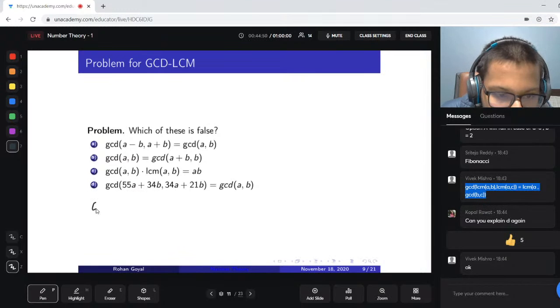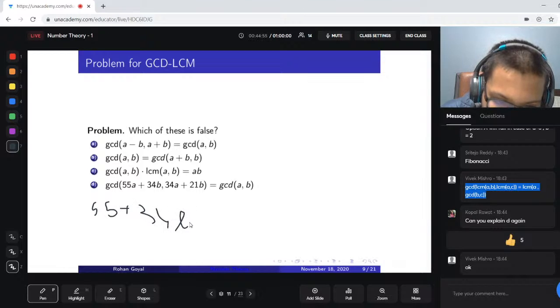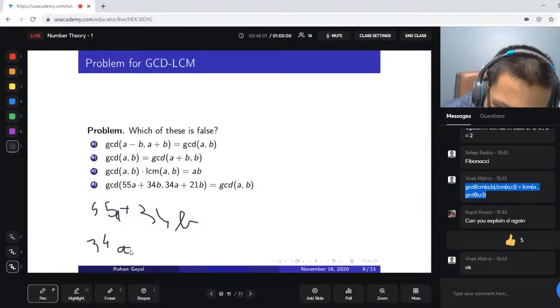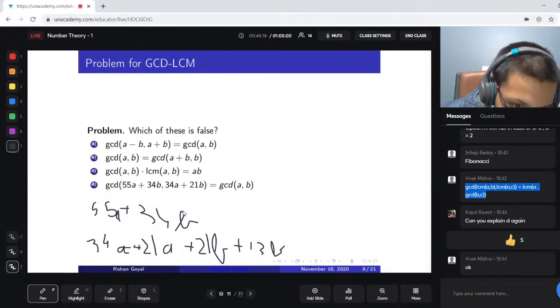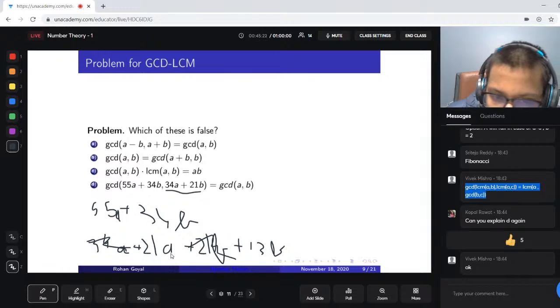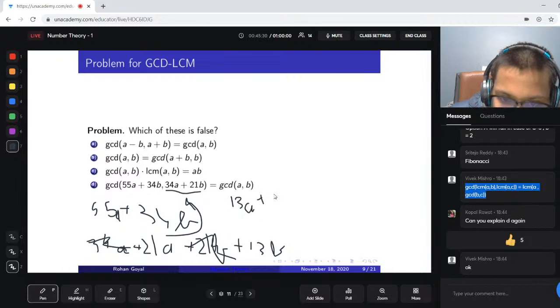Okay, so 55A plus 34B is basically saying 34A plus 21A plus 21B plus 13B. Now you can subtract 34A plus 21B, so I'm left with 21A plus 13B. Now I'll subtract this from this, so I'll get 13A plus 8B.